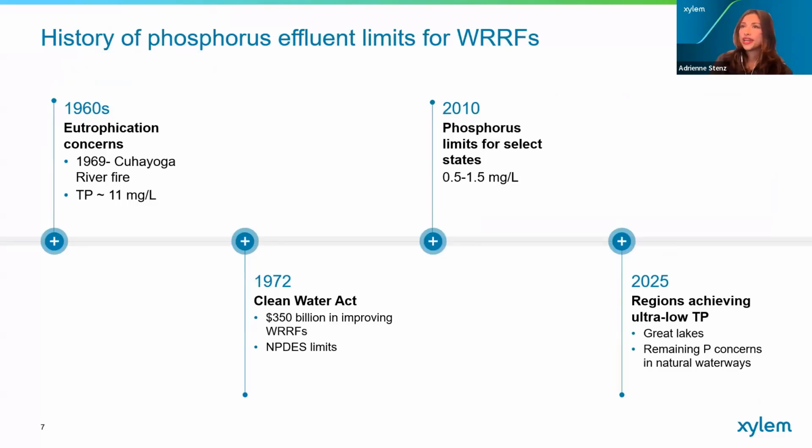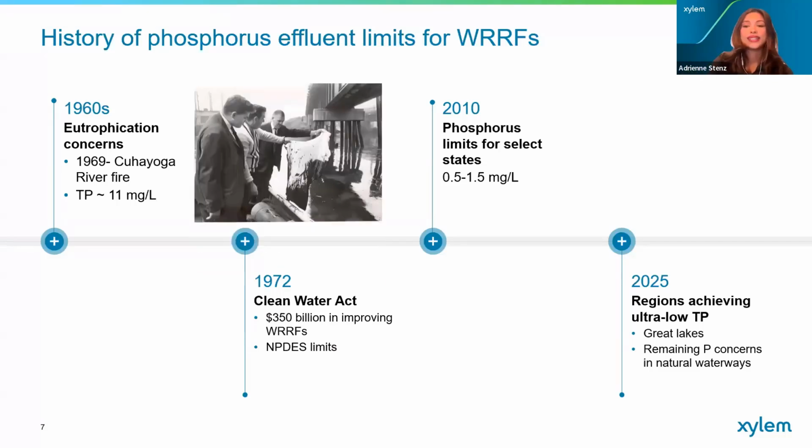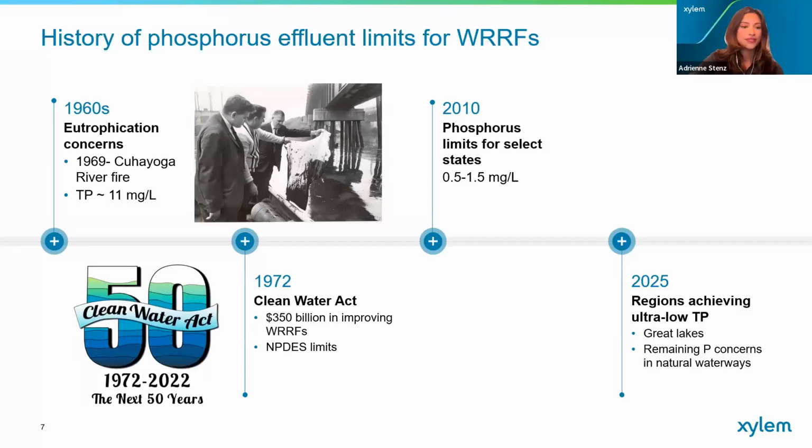So let's talk a little bit about the history of phosphorus effluent limits for wastewater facilities. It all started in the late 60s when, in 1969, the Cuyahoga River in Ohio made headlines for catching on fire, not for the first time, but for the second. At that time, total phosphorus concentrations in our nation's waterways were around 11 milligrams per liter. This brought the nation's attention to the state of our waterways and led to the 1972 Clean Water Act, which just celebrated its 50-year anniversary in 2022.